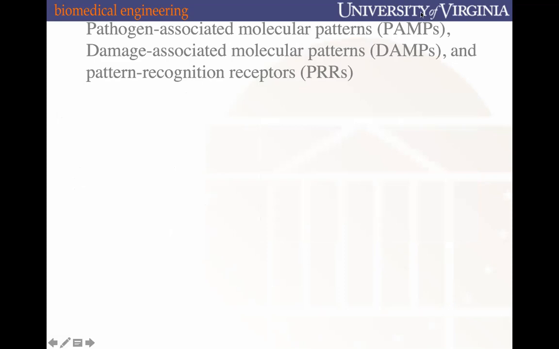So try and move this out of the way. So that was humoral mediated immunity. Now cell mediated immunity. We have a series of receptors that bind a series of ligands. These are pathogen associated molecular patterns or damage associated molecular patterns, and they're called PAMPs or DAMPs. It's not an elegant name, but it's what we have.